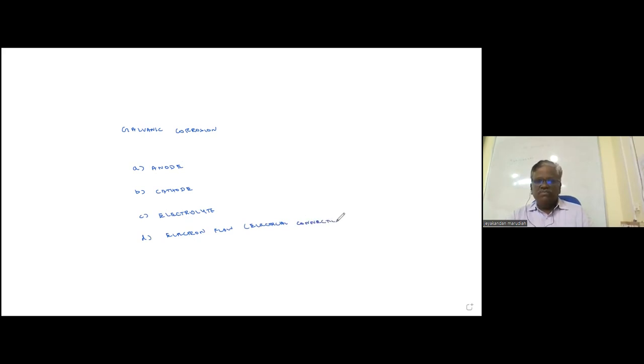Right. Now, the definition of galvanic corrosion is when two different conductive materials are connected by a conductor, for example, a conductor like an electrolyte. There will be electron flow between them. For example, I have one material here and another material here. In between, there is an electrolyte. There will be electron flow from one to the other.